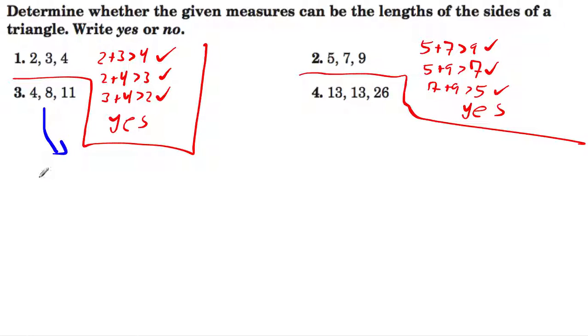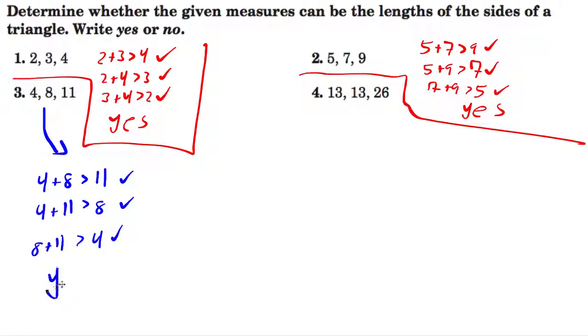So far, so good. 4 plus 8 is greater than 11. That's okay. 4 plus 11 is greater than 8. And then 8 plus 11 is greater than 4. So look at that, all triangles that work out. Oh, but yet again, 13 plus 13 is equal to 26. So it's not greater than 26. So no, this cannot be a triangle. So 3 for 4 there, not bad.